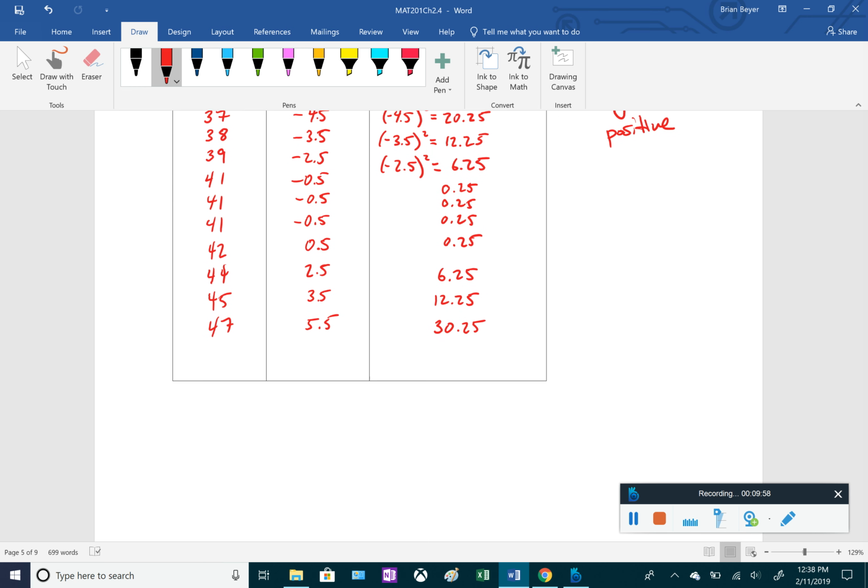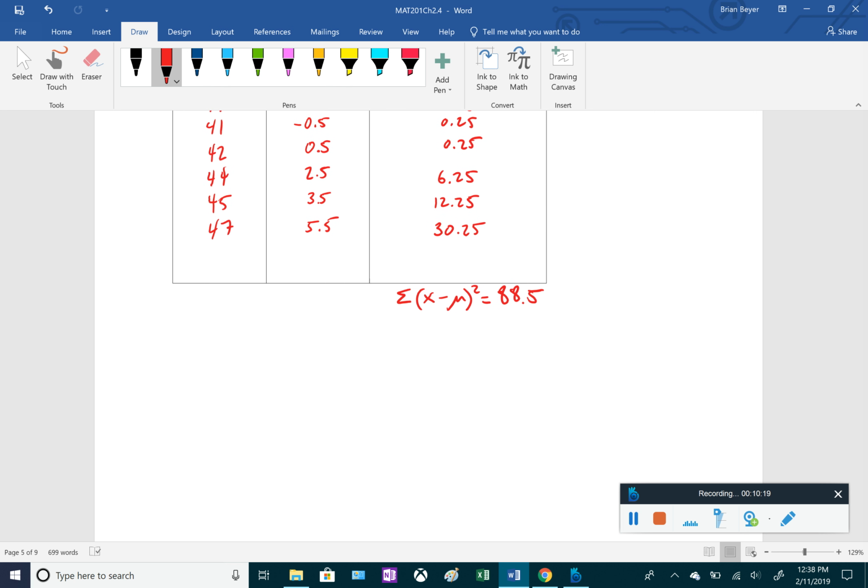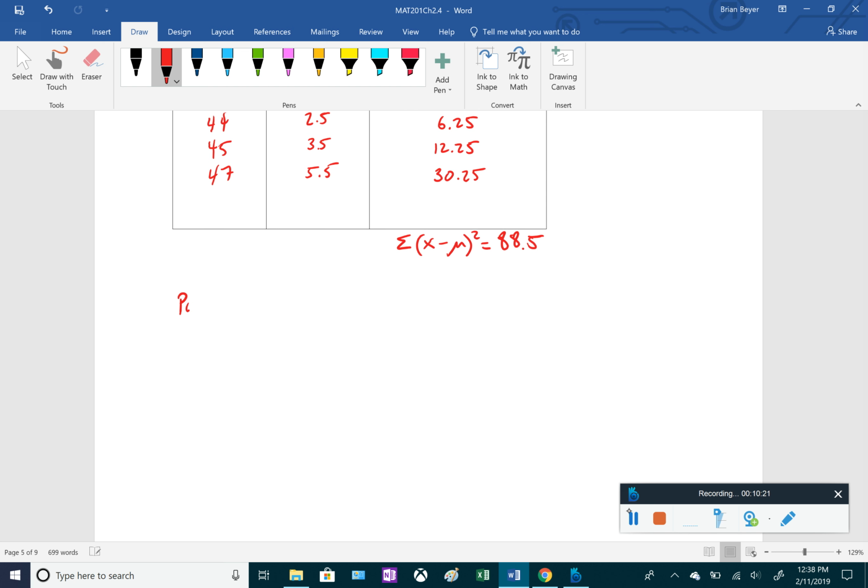To find the variance and standard deviation, we need to add up everything in this column. We're going to add up all of these squared deviations, that whole column, and we're going to get 88.5. Okay, and then for the last part here, we want the population variance.